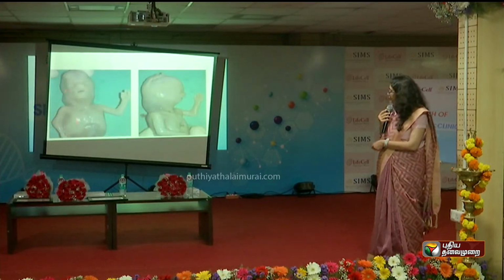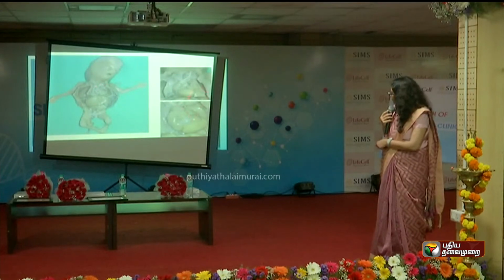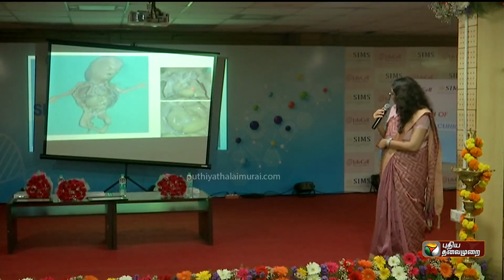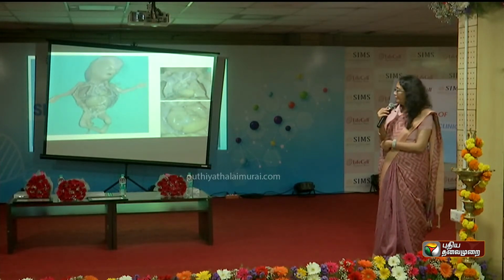And some dysmorphism is there, some hydrops is there. Next slide. But the interesting thing was the cardiac finding in the baby. So what we can see here is, this is the heart of the baby, and this whole thing is the left ventricle, and only this tiny thing is the right ventricle. So basically, this is a hypoplastic right heart in the baby.